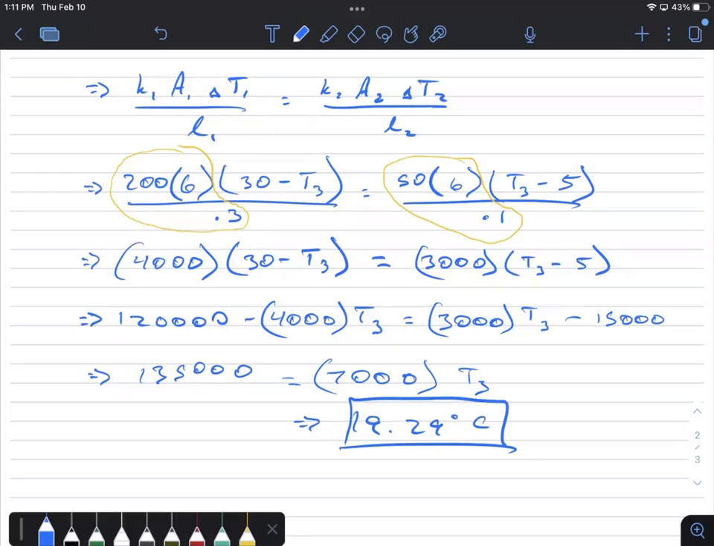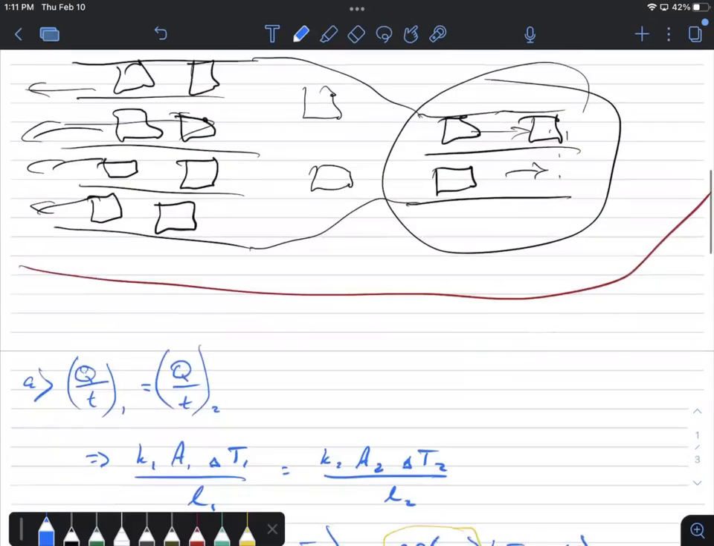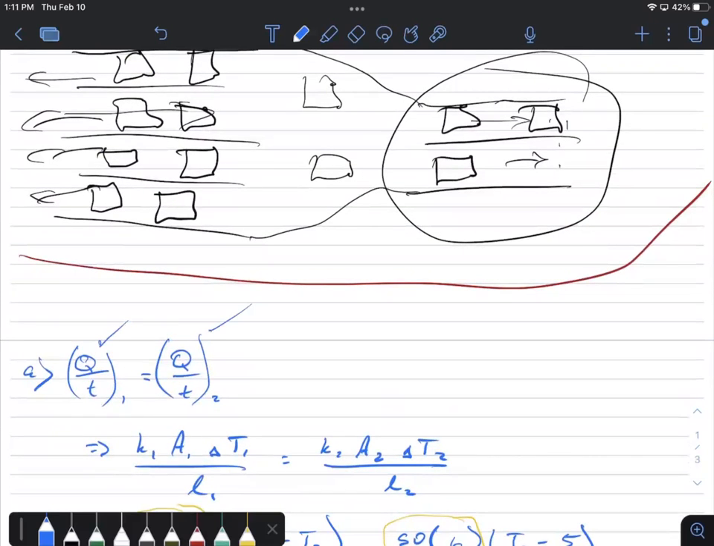But that's not all that important. What I want is the heat transfer rate. I have this system, a wall and insulation, and I want to know how much energy flows through the system per second. Well, how do I calculate it? I already told you. If Q over T1 is the same as Q over T2, so whatever the heat transfer rate through the first layer is, it's the same as the heat transfer rate through the second layer. That is, whatever that number is, it is the heat transfer rate through the whole system.